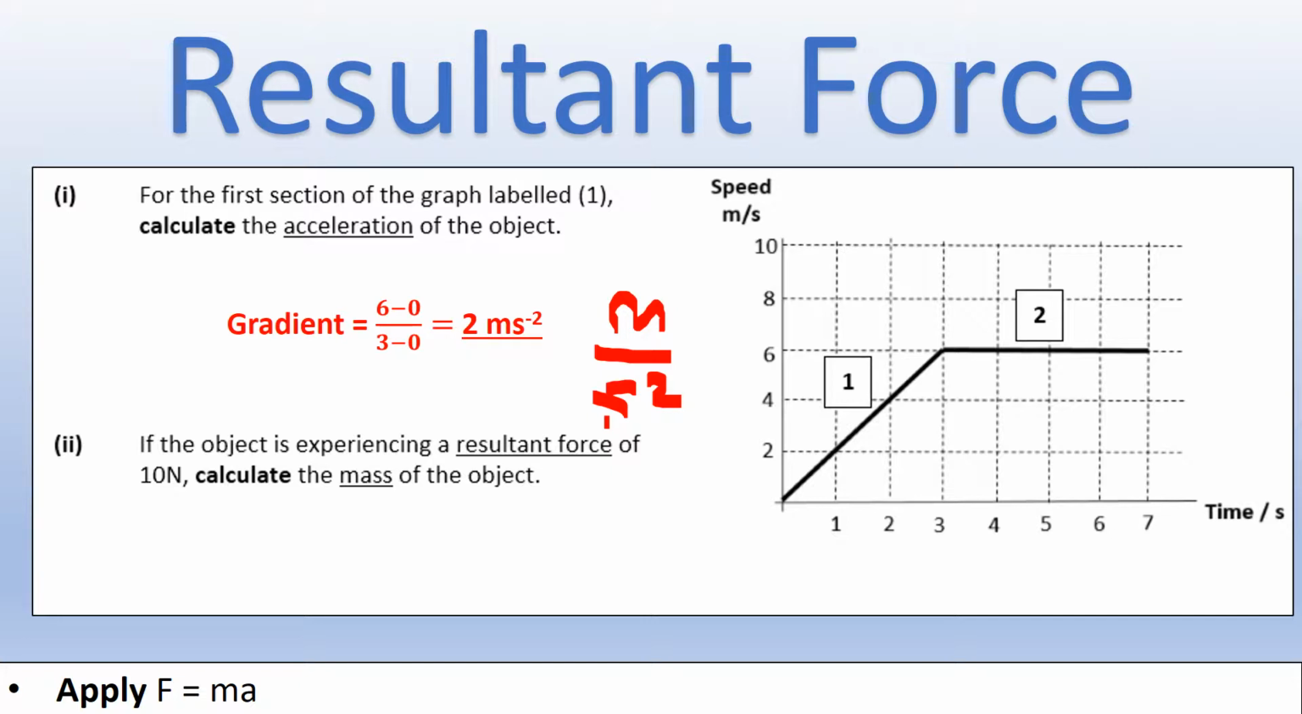Okay, so again, next question. We've got the acceleration, we've got the resultant force, 10 newtons, and it wants us to calculate the mass of the object. So again, pause the video and have a crack at this and restart it when you're ready.